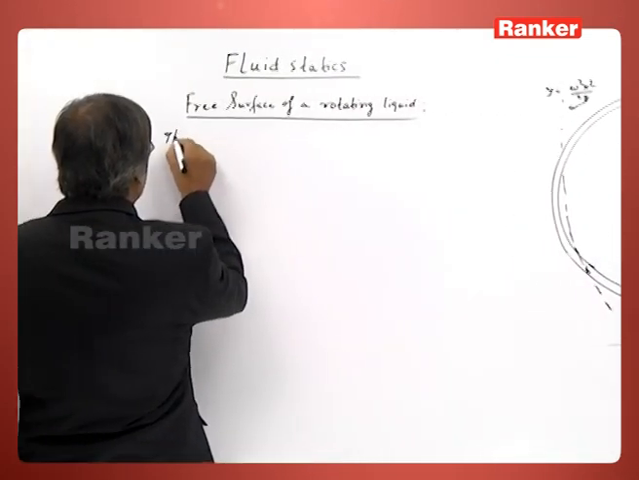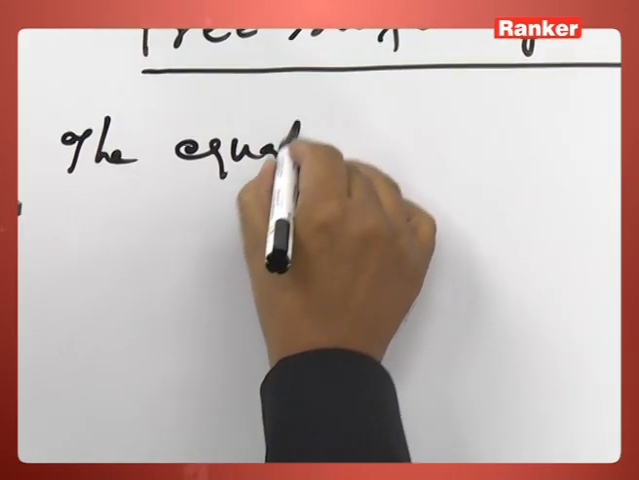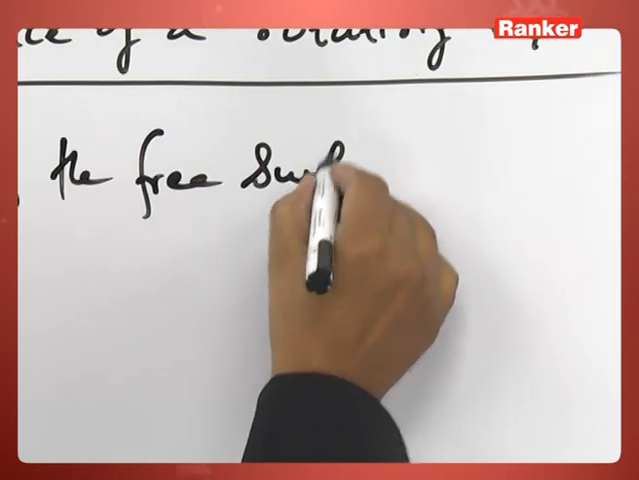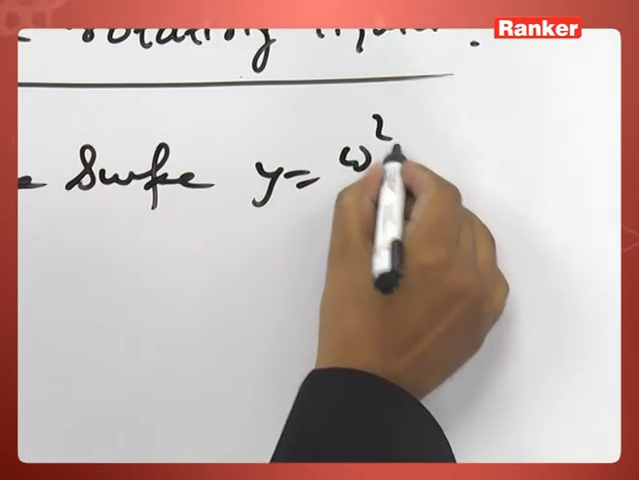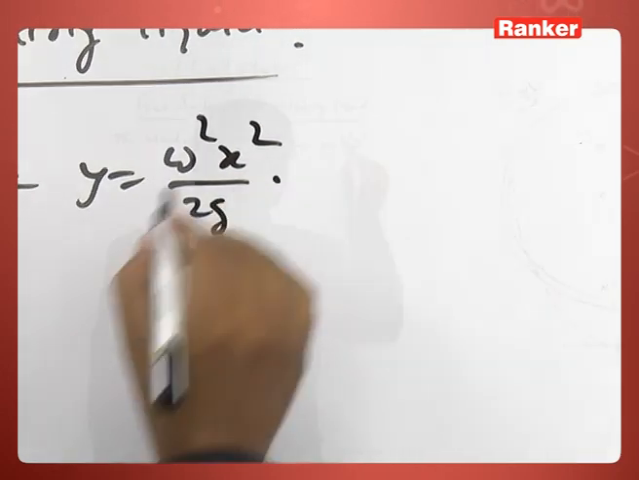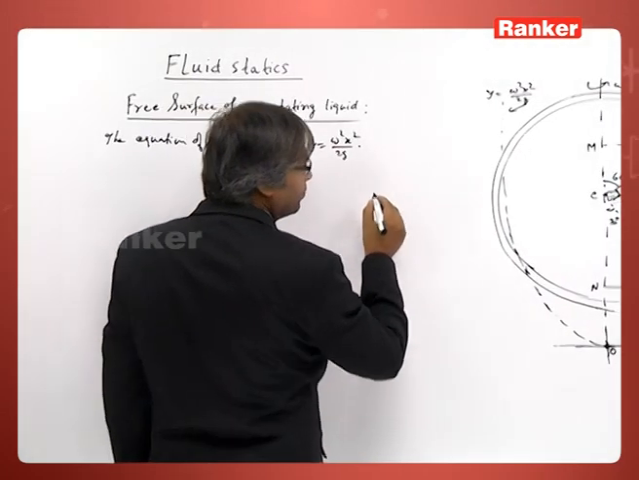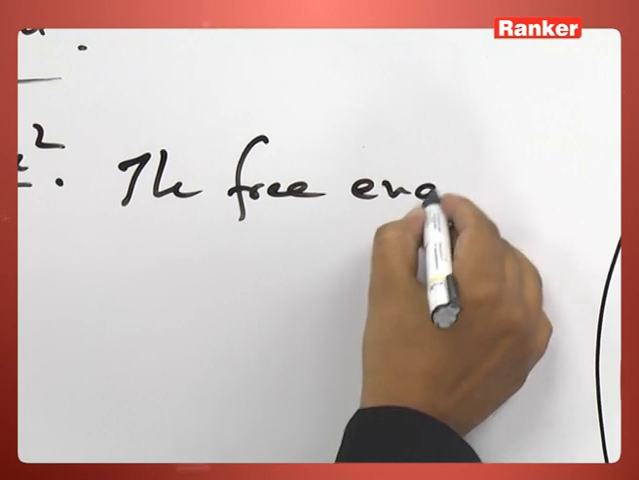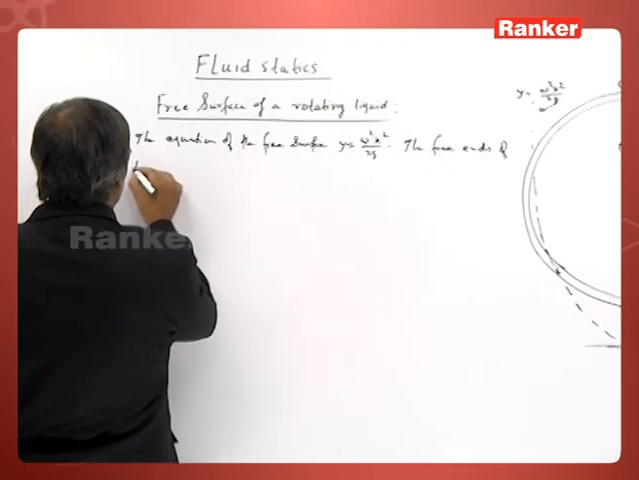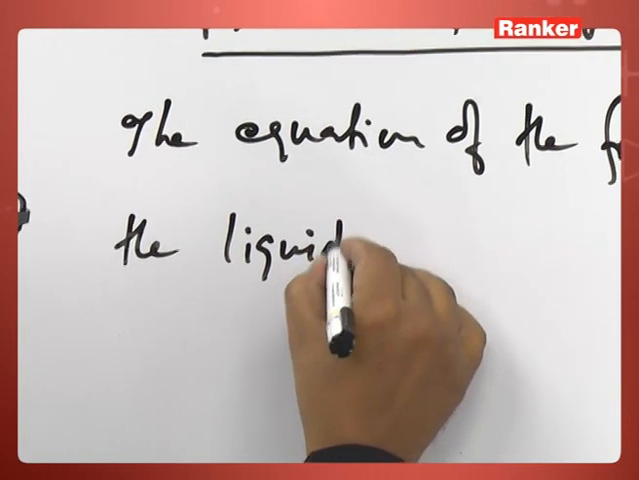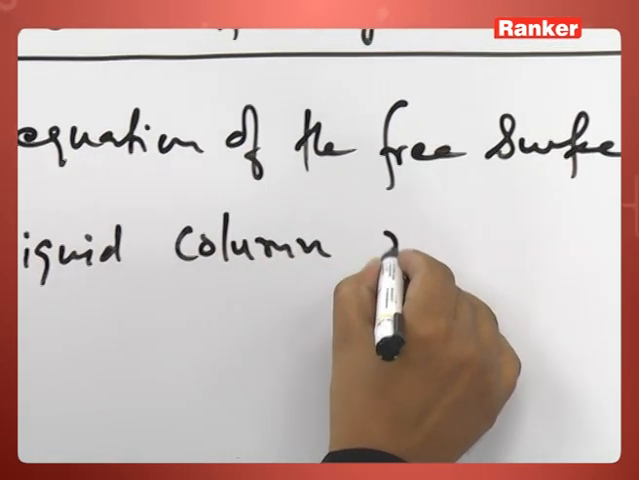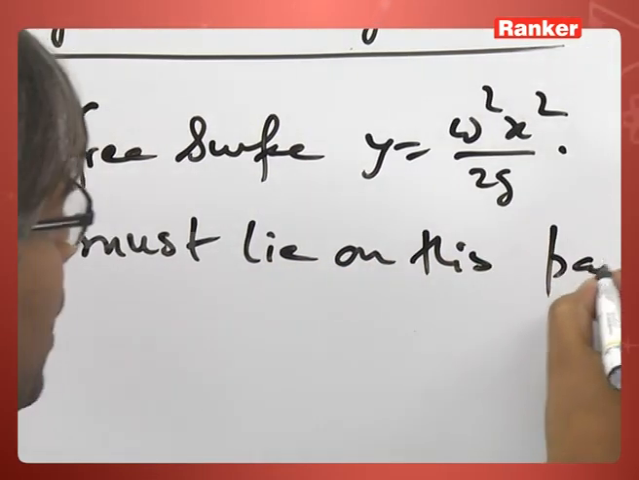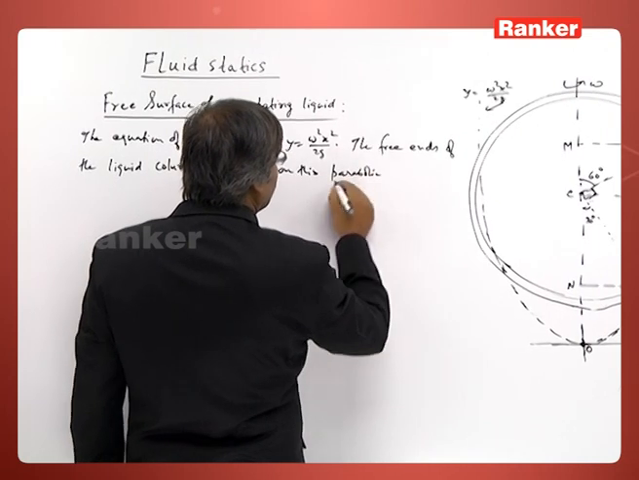Now, the equation of the free surface is y is equal to omega square x square by 2g. This is the equation of the free surface. Now, the free ends of the liquid column must lie on this parabolic curve.